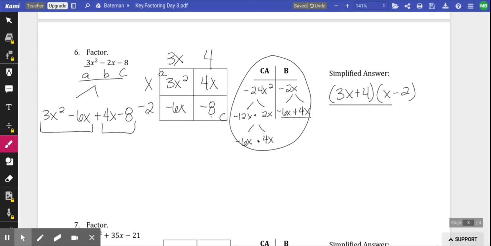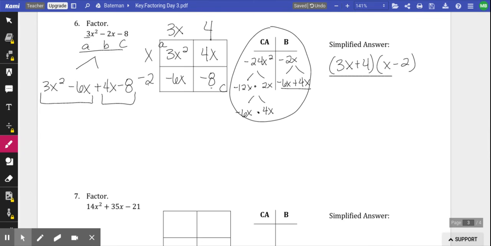So I'm going to start with my 3x squared minus 6x. I can factor out a 3x, and that leaves me with x minus 2. And for my next group, I can factor out a 4, and that leaves me with x minus 2.